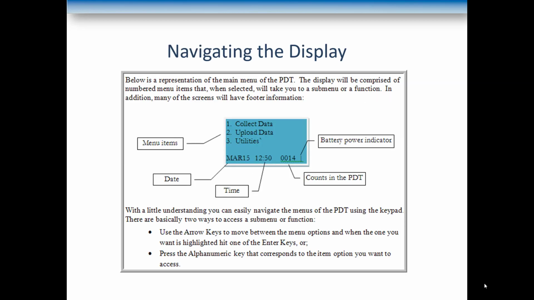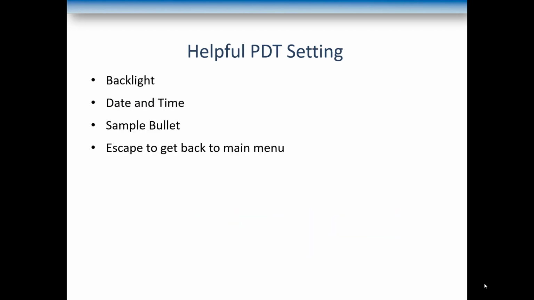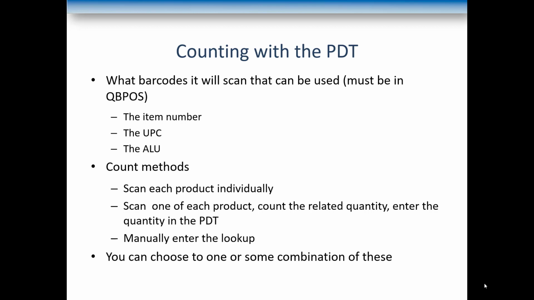Again, this is a closer view of the menu: Collect, Upload, and Utilities. Utilities is where we would go in to erase all of our scans or the previous scan. I don't really deal with the time and date for the most part. Notice that it does tell me how many counts I have in there. So a best practice is to make sure that before you start, that count is 0. You can also go into the utilities menu, try to delete everything, and if you get a double beep, you know that the display and the memory is empty. Both of the devices have a backlight. As I said, I don't really use the time and date, and then escape to get back to the main menu.